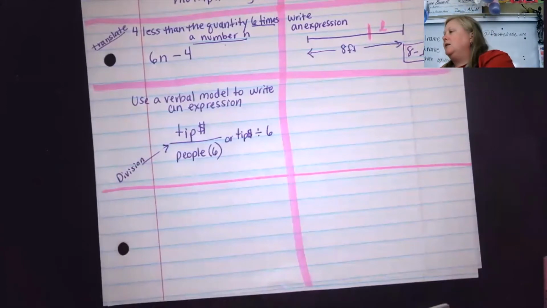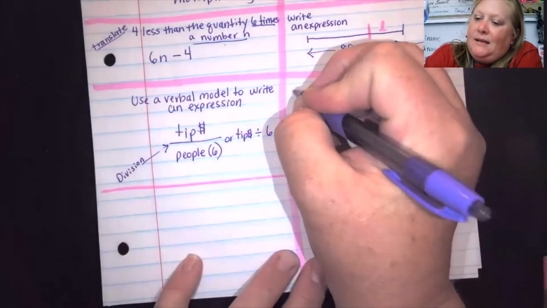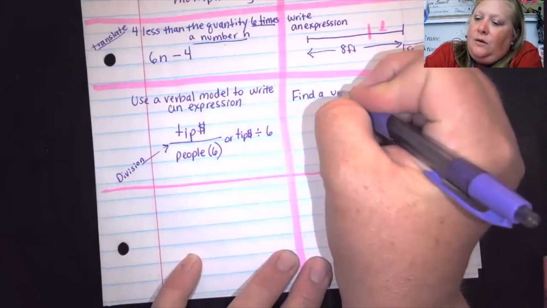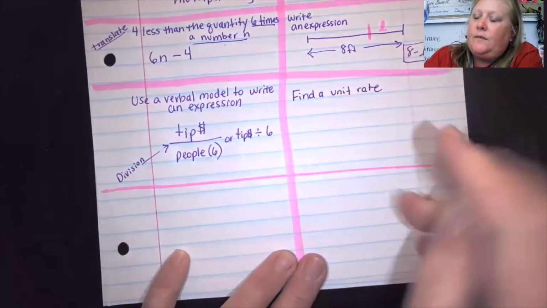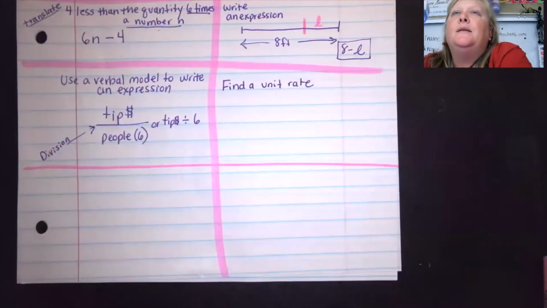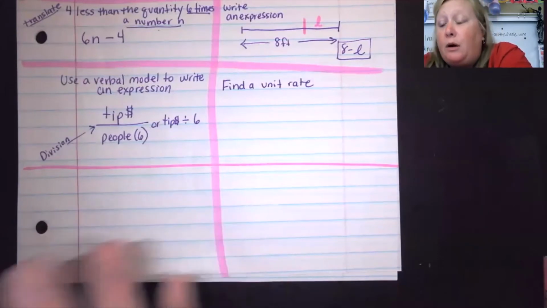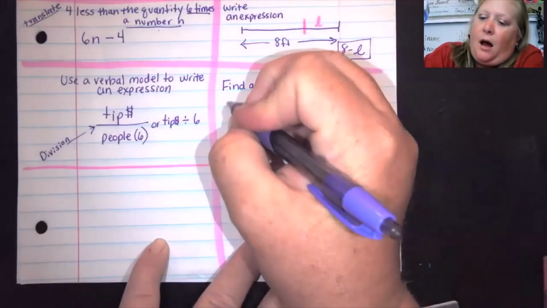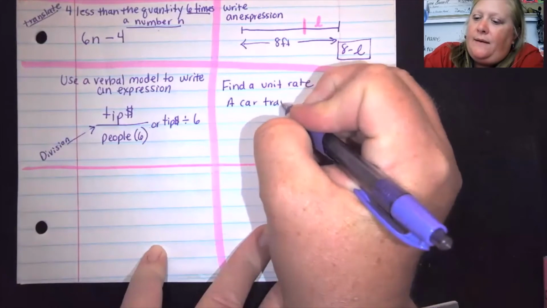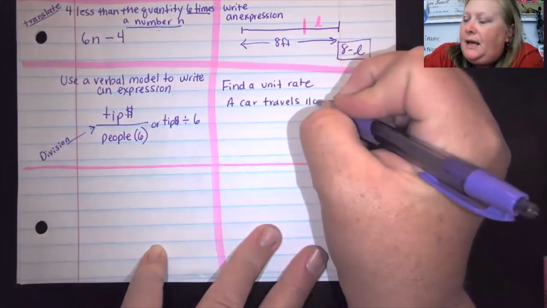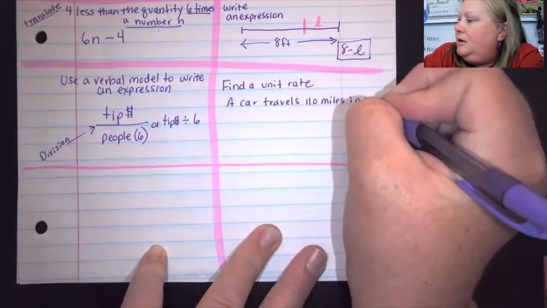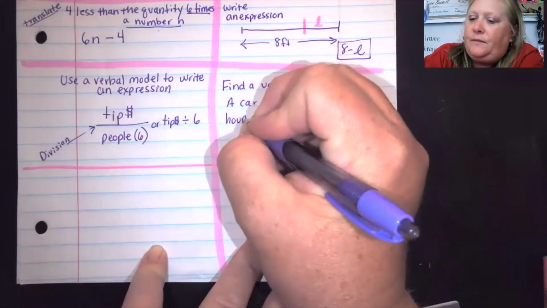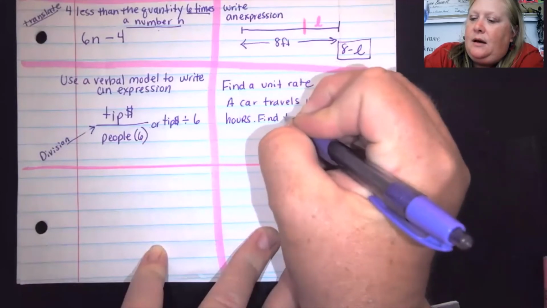All right. So the last piece is we have to find a unit rate. Okay? And finding a unit rate is really like finding something that happens. A rate would be miles per hour, like speed, something like that. So a car travels 110 miles in 2 hours. Find the unit rate.